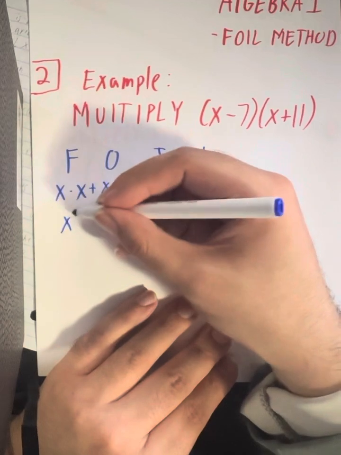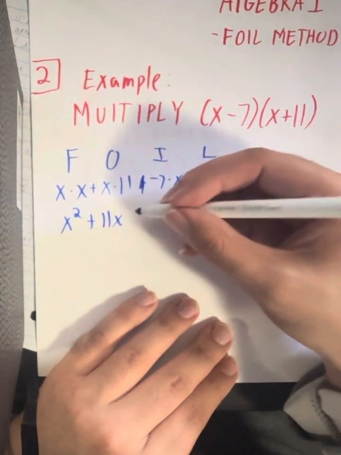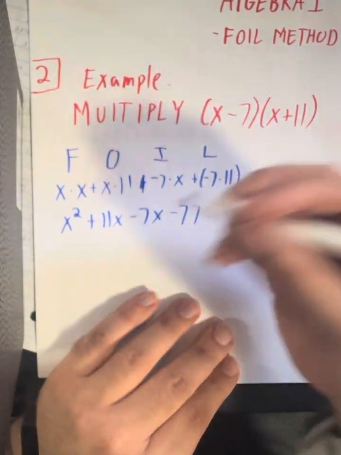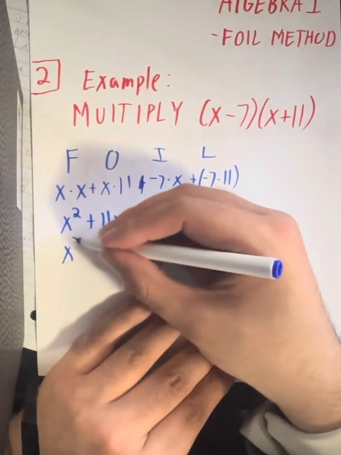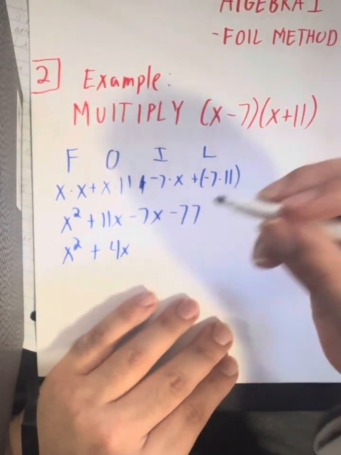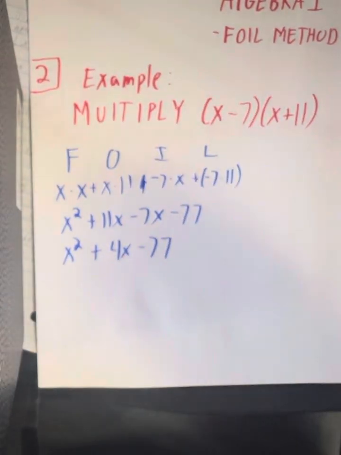Okay, and then you just do your basic multiplication. x squared minus 77. Combine like terms. And there you have it. You use the FOIL method to multiply the example.